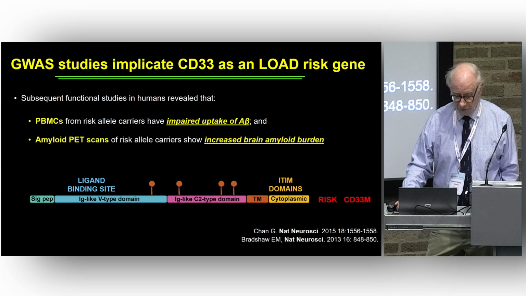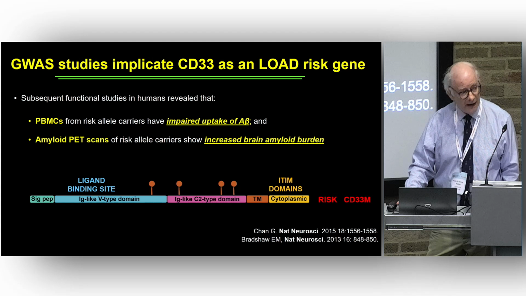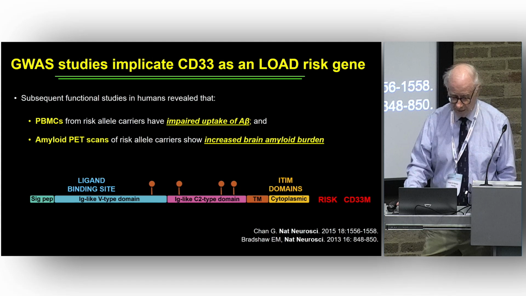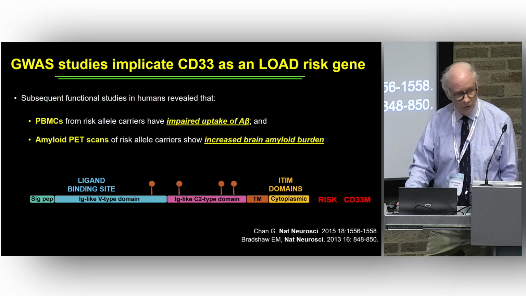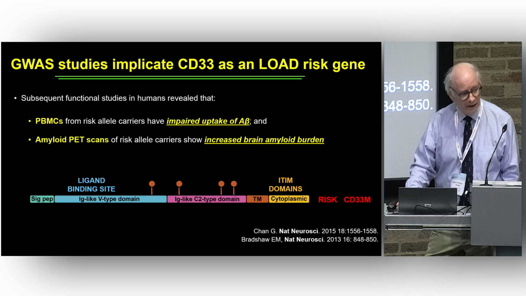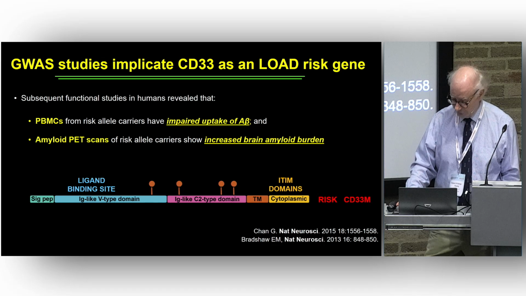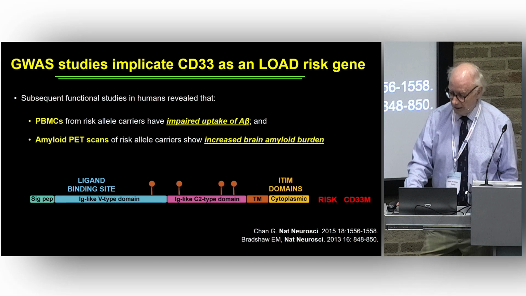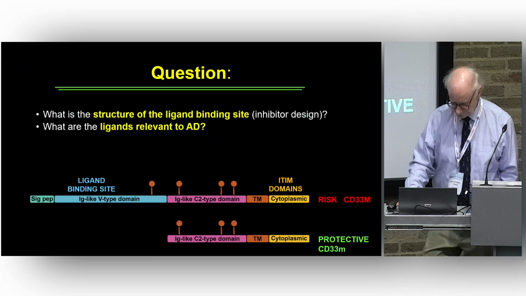Subsequent studies after these GWAS studies had been done revealed that peripheral blood mononuclear cells from risk allele carriers, who had more of the CD33 big M isoform, had impaired uptake of A beta, and that amyloid PET scans done on the same individuals, who were risk allele carriers and therefore had more CD33 big M, had an increased brain amyloid burden. And together these observations suggested then that CD33 had an important role in modulating phagocytosis of A beta at least, and probably other relevant ligands as well.